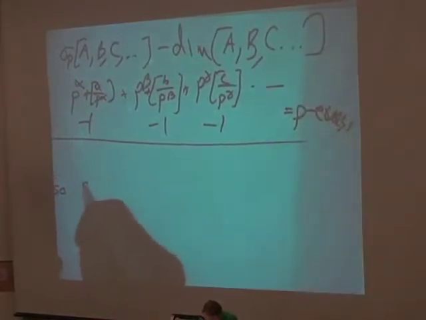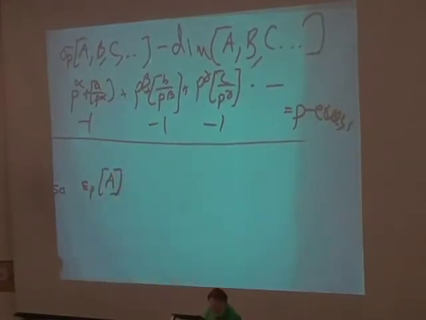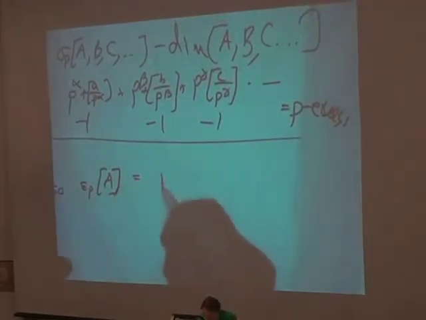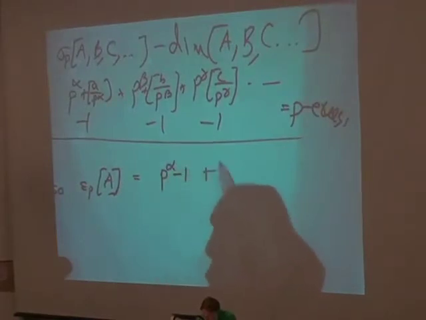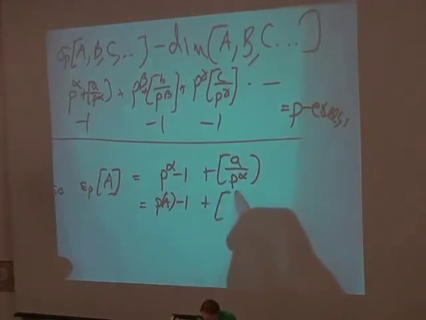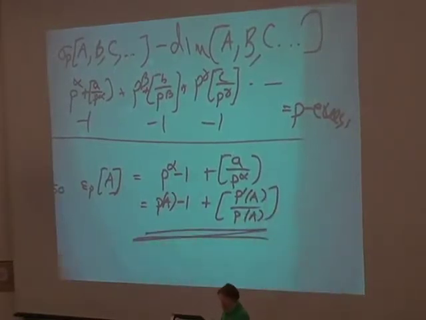So I'm going to write it as epsilon p of A, B, C, but we might as well just do it in one dimension. Epsilon p of A is p to the alpha minus 1 plus this thing. And that is the p part of A minus 1 plus the p prime part of A over the p part of A. And it's additive in the dimension. Okay, that's a very, very fundamental thing.